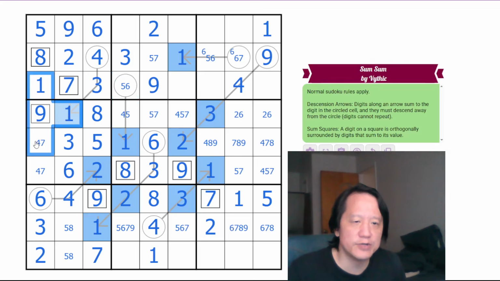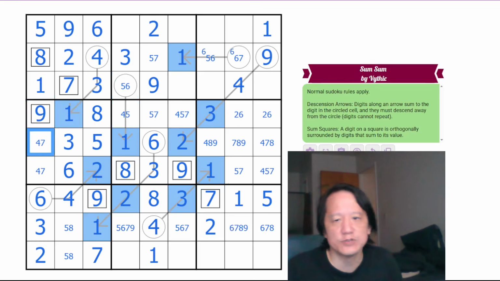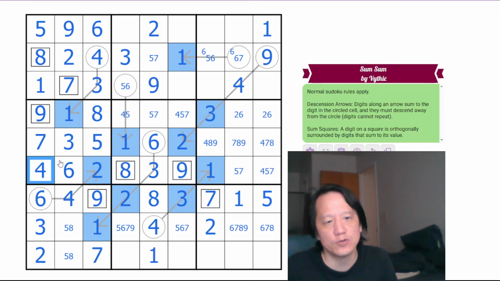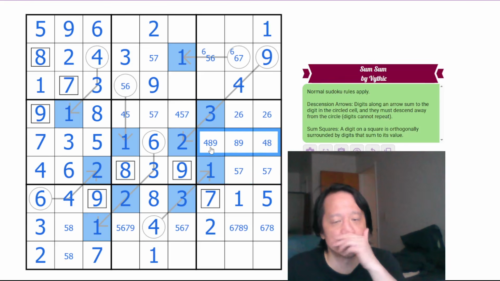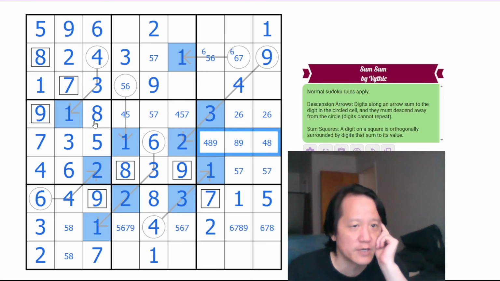Oh, these 3 digits must add up to 9 here, so this must be 7, which makes this 4. 4 eliminates 4 in the rest of the row. This becomes a 5-7 pair. That eliminates 7 in the rest of the box. So this is 4, 8, 9.